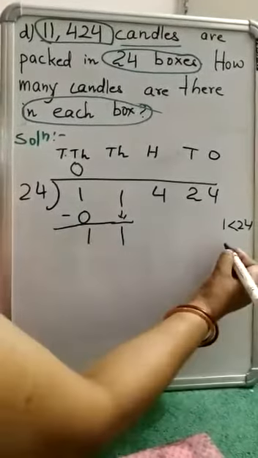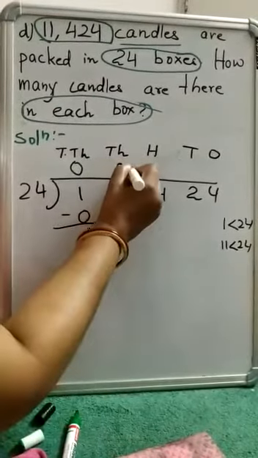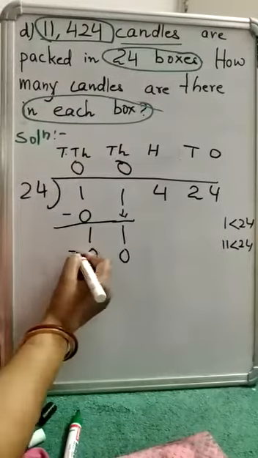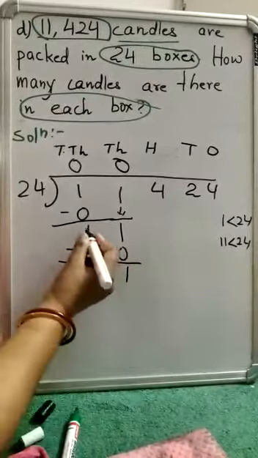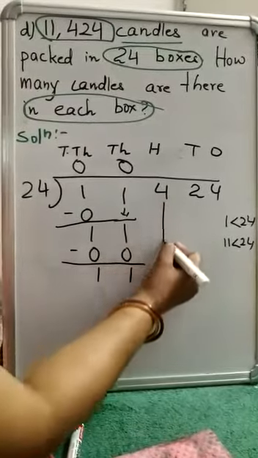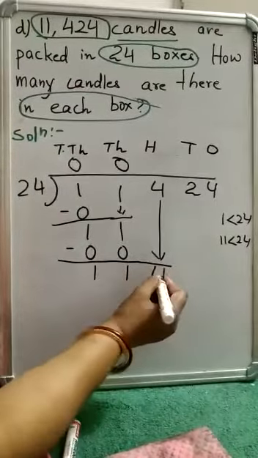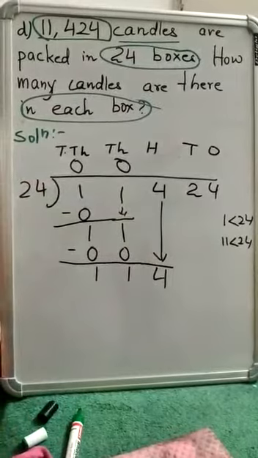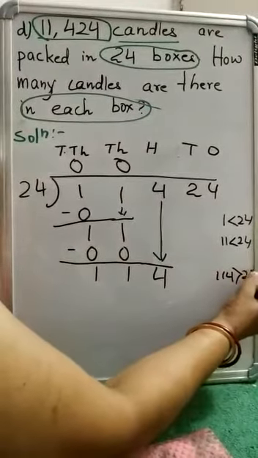But here 11 is less than 24. So again I will multiply at the thousands place with 24. 0 times 24 is 0. So I will do subtraction. 1 minus 0 is 1. 1 minus 0 is 1. Now I will put down this 4. 114 hundreds will be divided by 24. Here 114 is more than 24.